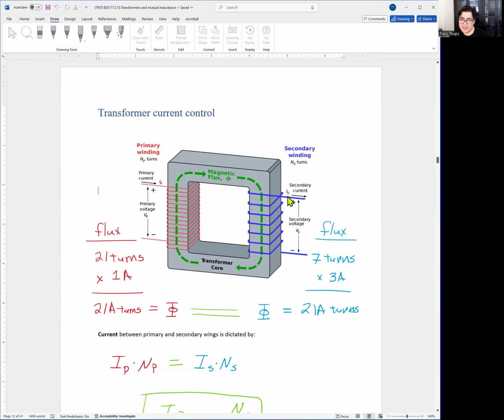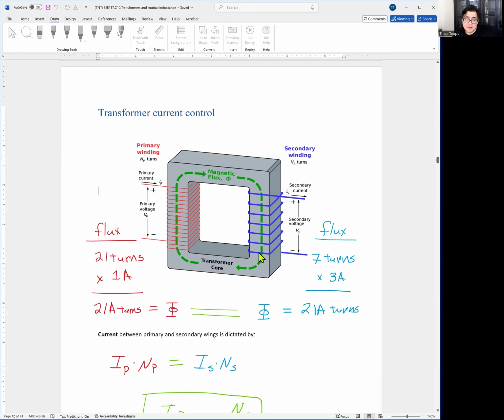So if I do my calculations, we'll have 3 amps and we have 7 turns. So it goes 3, 6, 9, 12, and so on and so on. I'll eventually get 21 amp turns. Okay, so notice with this, we had a change in current. We started with 1 amp on the red side, primary windings. 1 amp went in and 3 amps went out. So not only did we change the voltage, we changed the current as well.